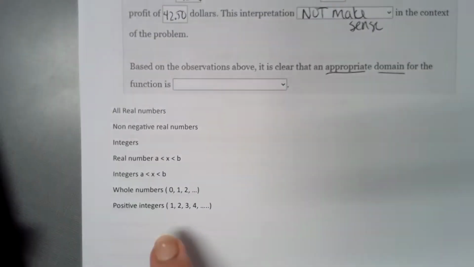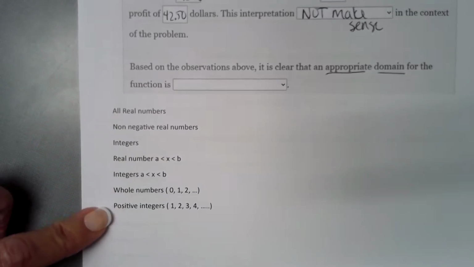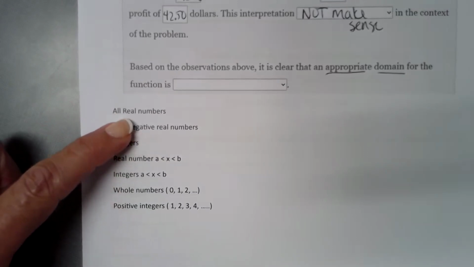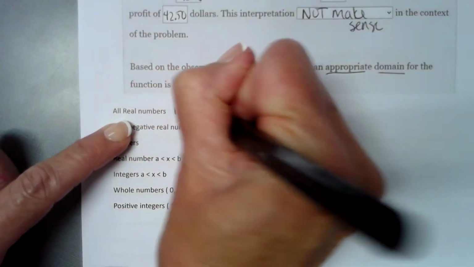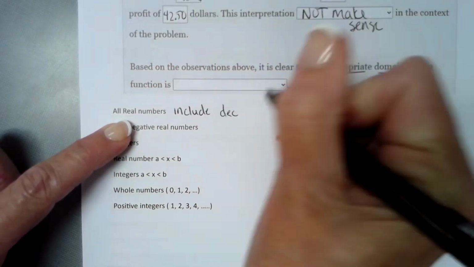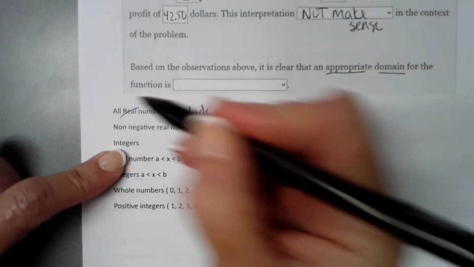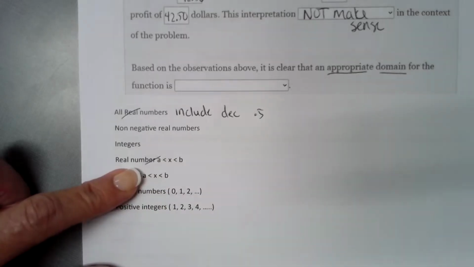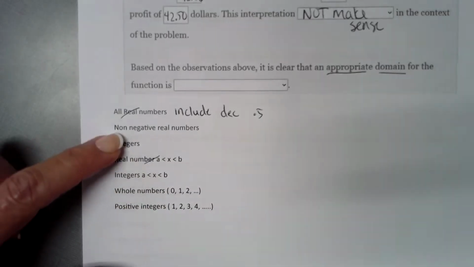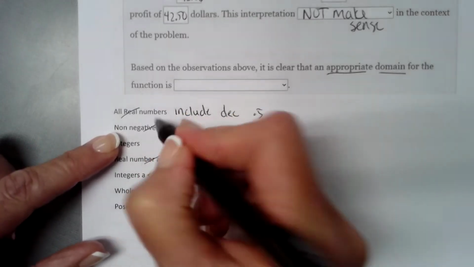This is where we've got to go back in time a few years and remember what all these things are. Okay. Real numbers. Remember, those include decimals, such as 0.5. Well, like we said, we don't have half of a shirt, so we're not going to use real numbers. Okay, and again, this is just real numbers between 2 values. We're not using that. Non-negative real numbers. Again, we're not going to do any decimals.